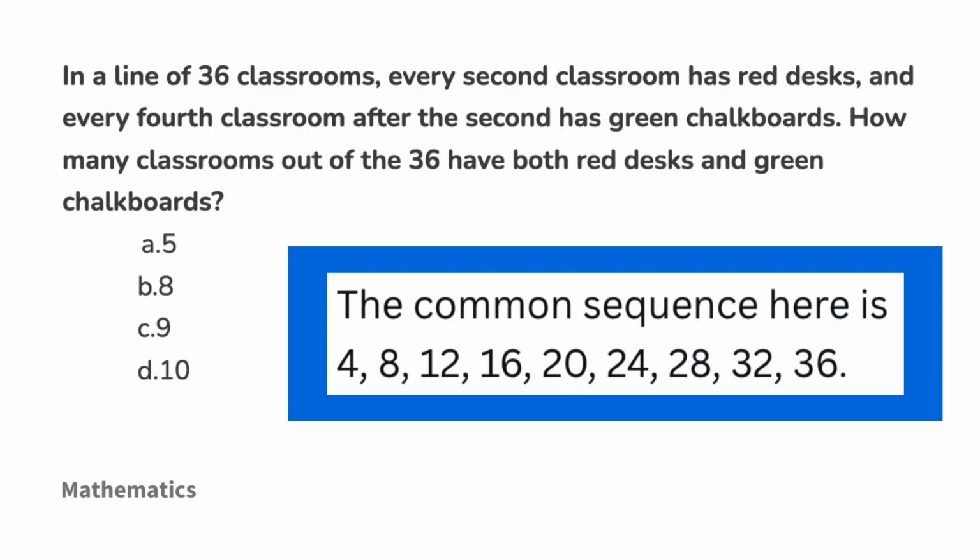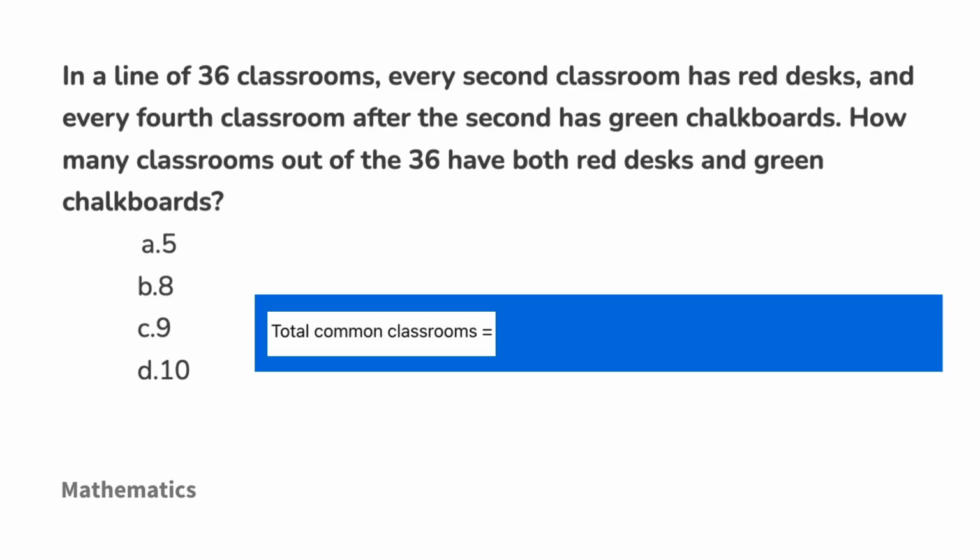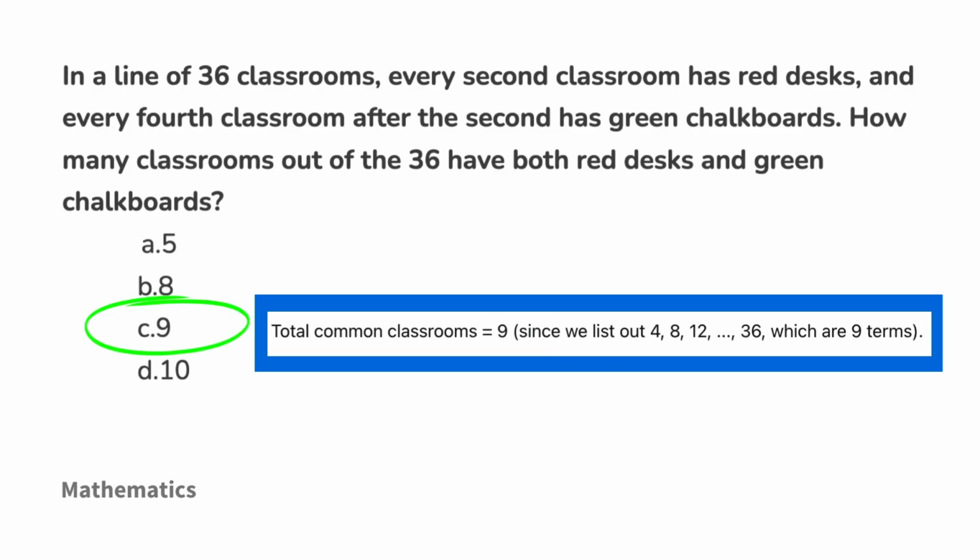Therefore, the common sequence here is going to be 4, 8, 12, 16, 20, 24, 28, 32, and 36. Knowing this, we'll count all of the terms that are alike, meaning they have both the red desks and green chalkboards. These classrooms are those at every fourth position starting from 4. So the total is 9 classrooms, since we list out 4, 8, 12, all the way to 36, which are 9 terms. All right, excellent. 9 classrooms have both red desks and green chalkboards.